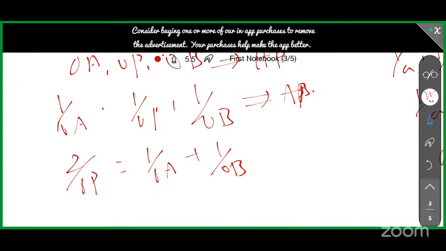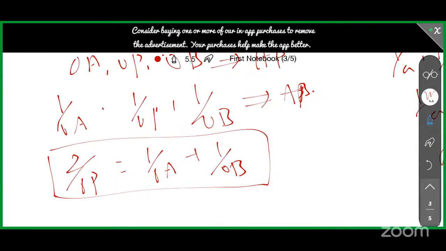Hello? Yes, sir. Now, please. Now I have given the equation. You have got the value of OA and OB. Substitute those values and tell me what the equation is. Will you be able to substitute and tell me?